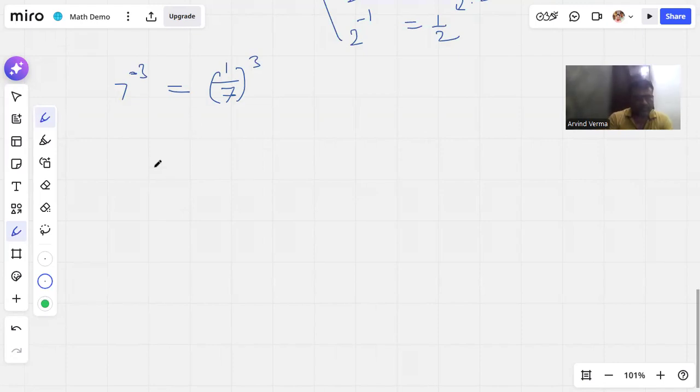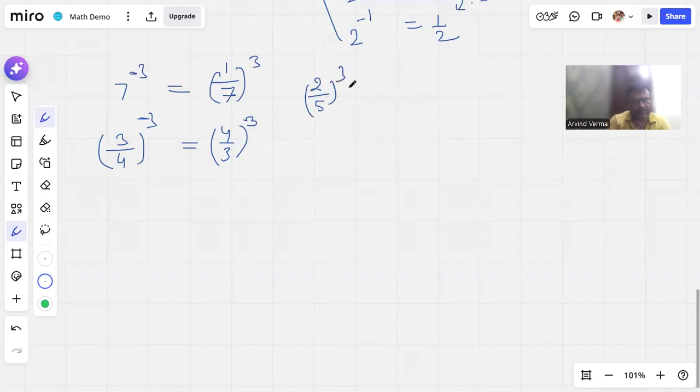3 upon 4 raised to the power minus 3. So you have a negative exponent. The base is 3 upon 4. So the reciprocal of 3 upon 4 is 4 upon 3, and the exponent minus 3 will become positive 3. Now let's discuss 2 upon 5 raised to the power 3 into 2 upon 5.